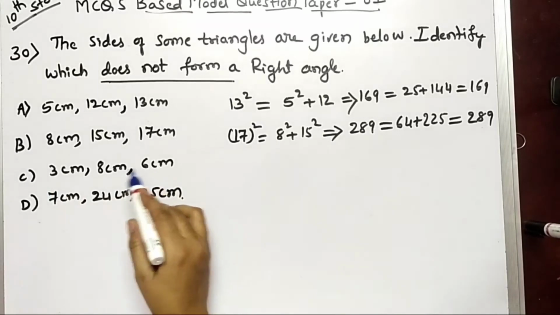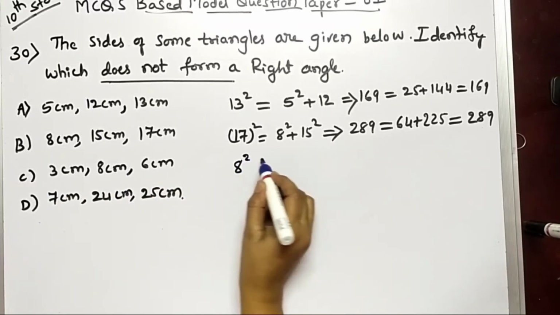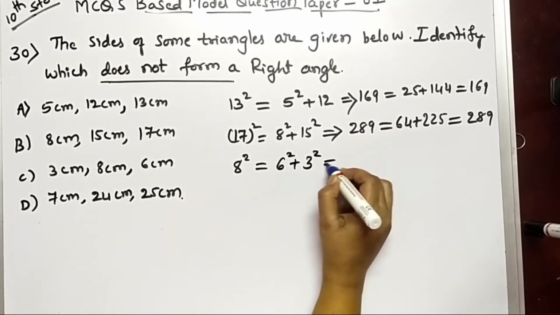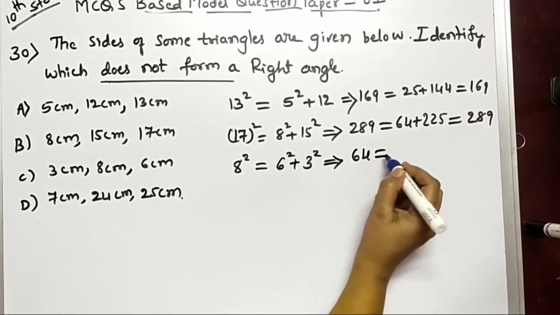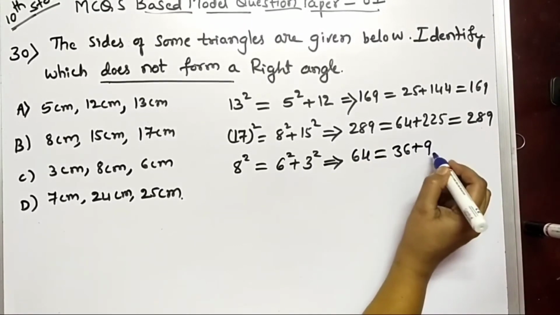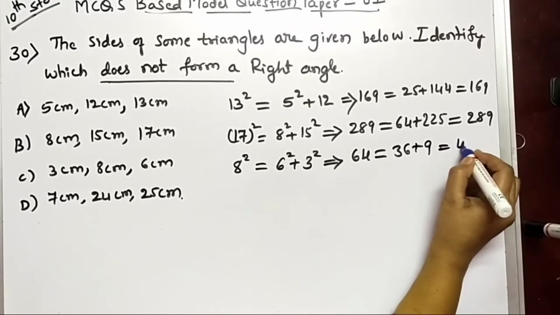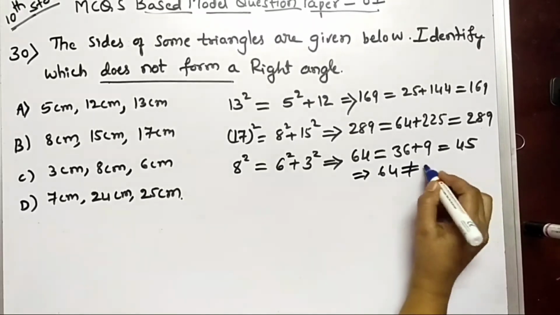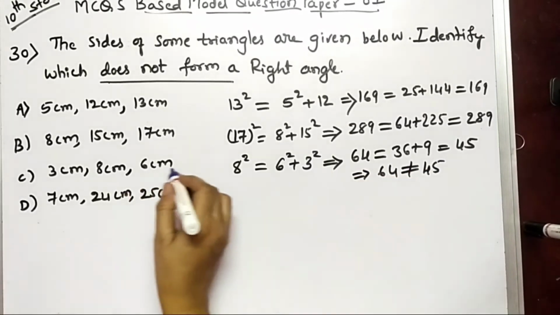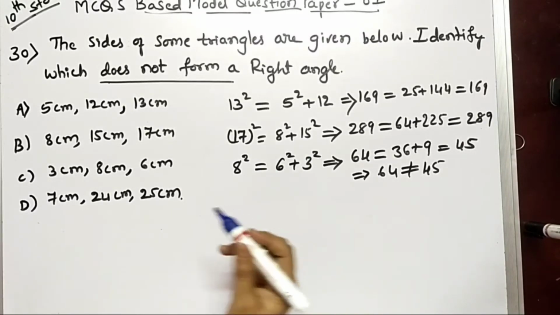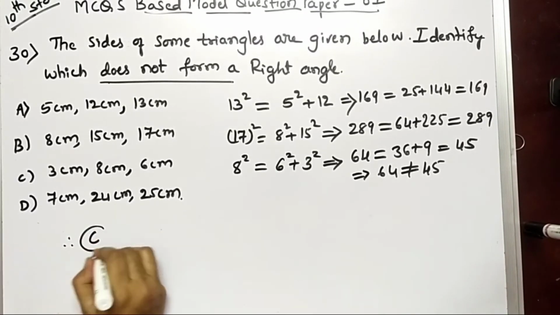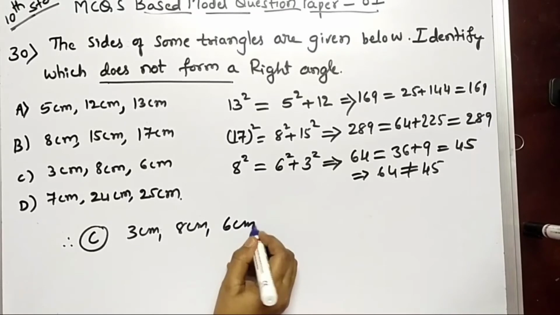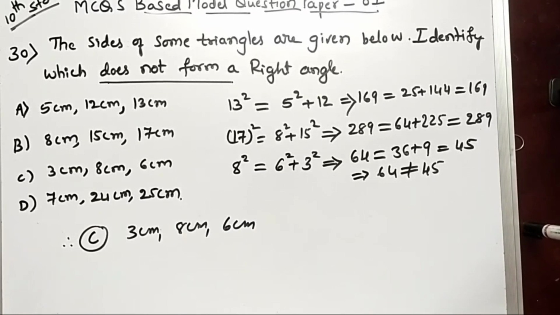Next condition, among the three which one is greatest? 8 square is equal to 6 square plus 3 square, which implies 64 is equal to 36 plus 9. 3 square means 9. It is 45. See here, 64 is not equal to 45. So this measurement does not form a right angle. So option C, 3 centimeter, 8 centimeter and 6 centimeter does not form a right angle.